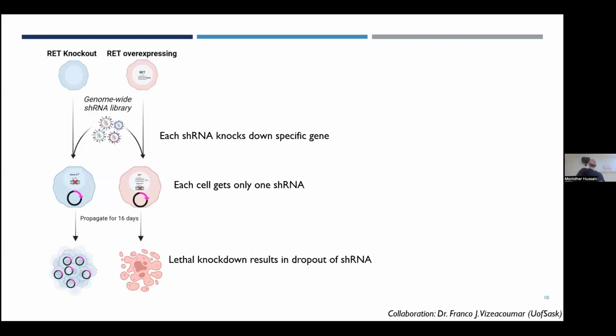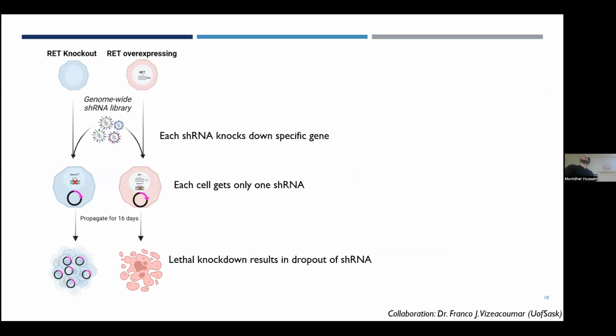Now, in performing the screen, we had two conditions: our RET knockout cells and our RET overexpressing cells. The screen was performed using a genome-wide library of shRNAs, where each shRNA targets a specific gene. When we infect these cells, we ensure that each cell gets only a single shRNA. Then we allow these cells to propagate for 16 days.